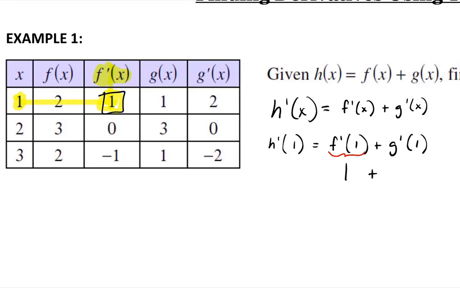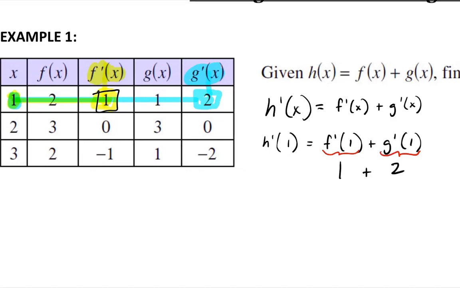G prime is over here. Again, 1 is over here. Where do they meet? They meet right here at 2. G prime of 1 is positive 2.